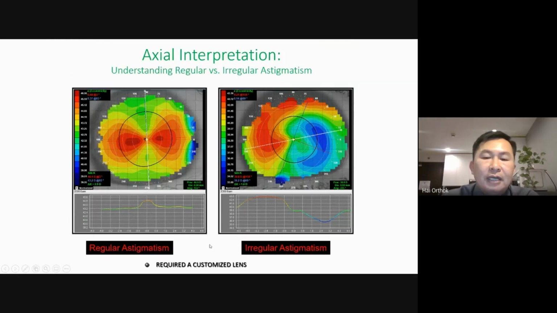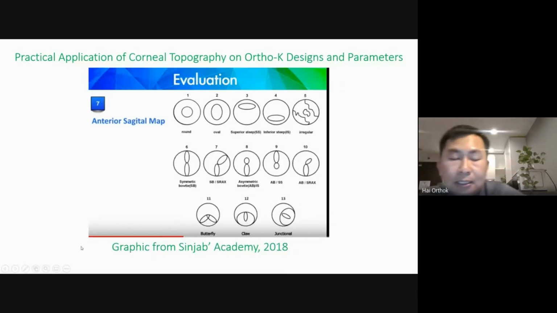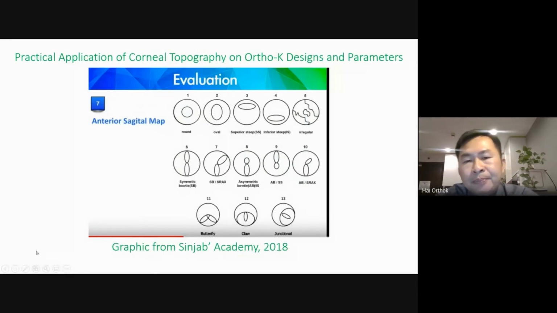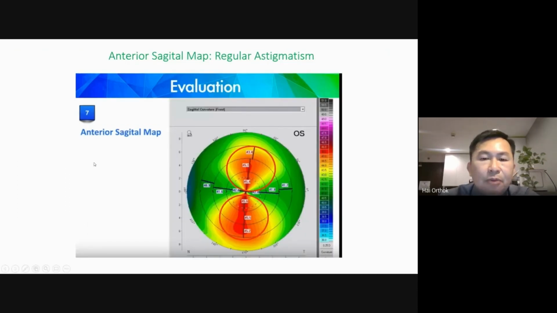And with the topographer, it will help you see all the morphology of the cornea, and from that morphology you can choose the initial lens more effectively. I borrowed this slide from Dr. Sinjab in Sinjab Academy 2018. This morphology shows you how to select the patient for surgery. However, this morphology also helps you select the initial lens effectively too.